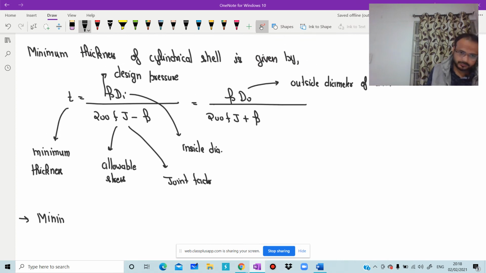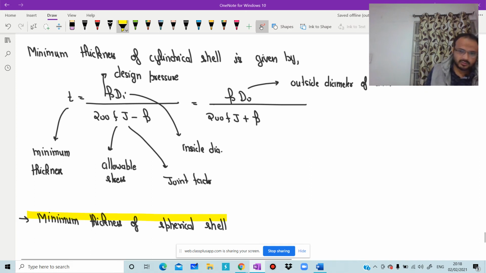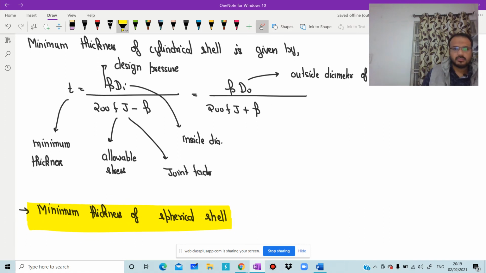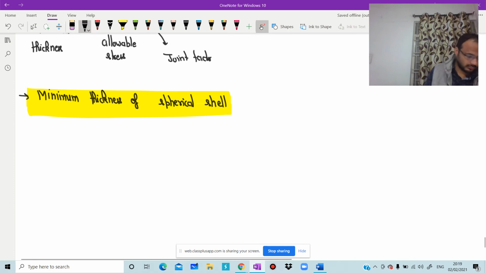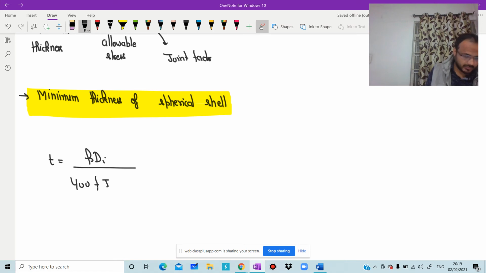Minimum thickness of spherical shell. T is equal to P into Di divided by 400 Fj minus P, or P into D naught divided by 400 Fj plus P.